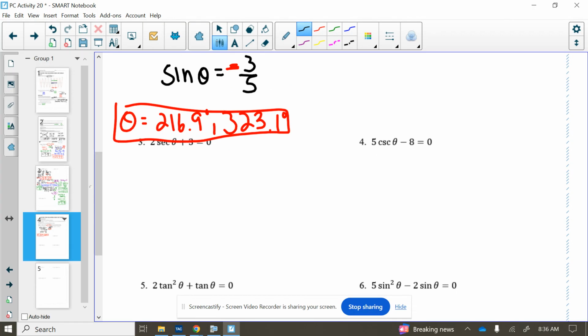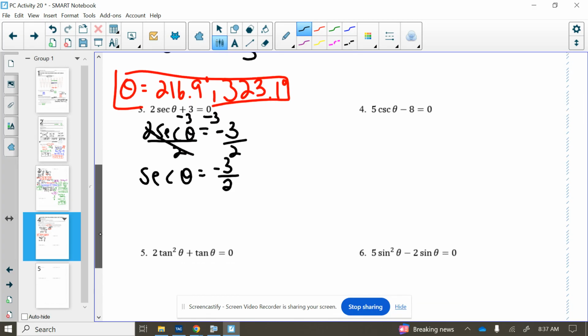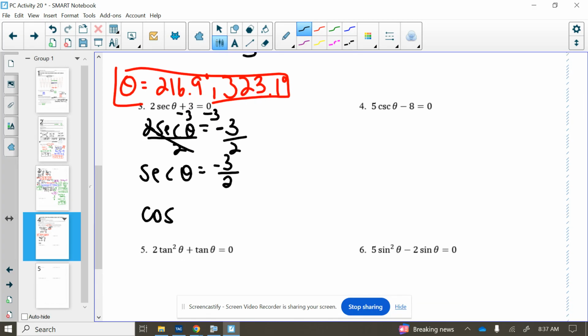In number 3, we have a secant problem. And in this case, we want to make sure we isolate so that we have 2 secant theta on the left, so subtract over the 3 from both sides. So we get -3, divide both sides by 2. We get where is secant of theta equal to -3/2. Well, we don't have a secant button on our calculator, but what we do have is a cosine. So in order to flip that into cosine, we can flip this fraction to be -2/3 so that we can actually find that answer.